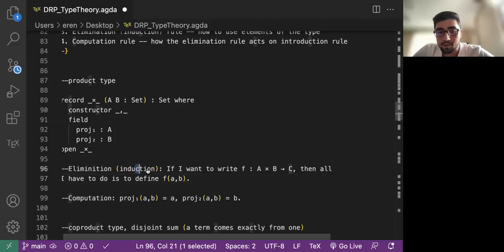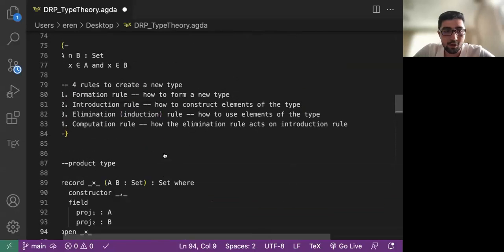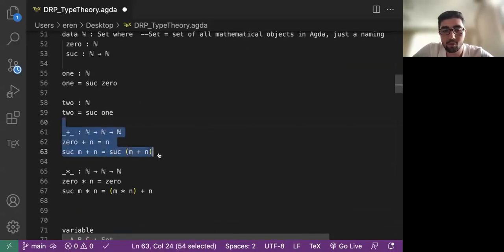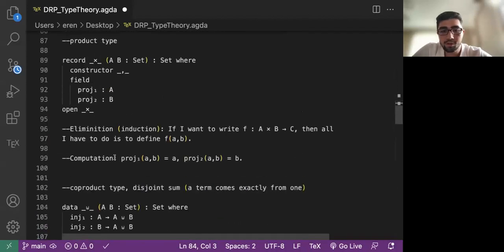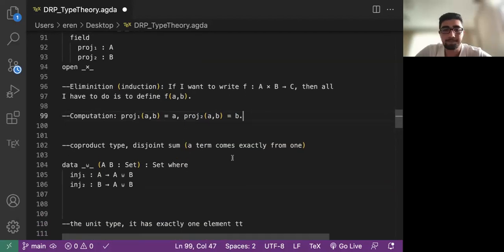And why do we also call it induction? As you see here, if I want to define a function over natural numbers, then all I have to do is to deal with the base case, 0, and the successor function. And all other elements are implicitly covered with these 2 lines. It's because of that it is sometimes called the induction rule. And the computation rule says that if I give A comma B to the projection 1 function, then it gives me back A. And similarly, the projection 2 function gives me back B.